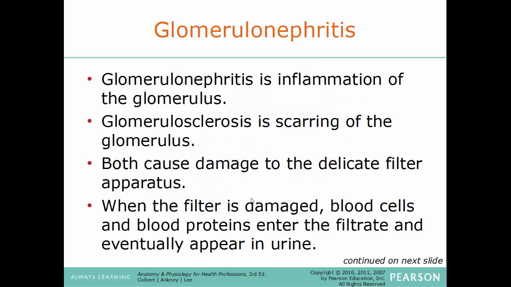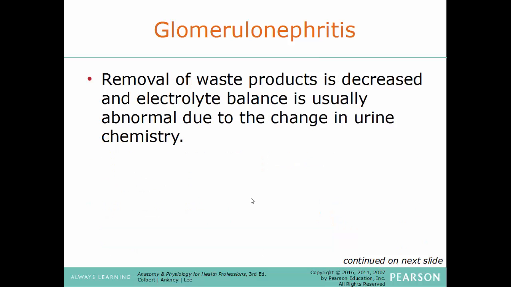Glomerulonephritis is an inflammation of the glomerulus. Glomerulosclerosis is the scarring of the actual glomerulus. Both of these can cause damage to the delicate filter apparatus in this unit. Once that filter gets damaged, blood cells and blood proteins are now able to enter the filtrate and eventually appear in the urine. Removal of waste products is decreased, and electrolyte balance is usually very abnormal due to the change in the urine chemistry. Again, some things should be in urine, some things should not be in urine. When you mess with that composition, you can mess with your overall electrolyte chemistry.